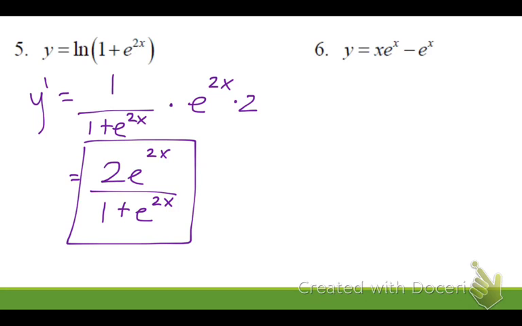So for the first one, you have to use the product rule. So y prime equals the derivative of the first, which is 1, times the second, plus the first times the derivative of the second. Well, the derivative of e to the x is just e to the x, and the derivative of x is 1, so that's not going to change. Minus the derivative of e to the x, which is e to the x. So e to the x cancels with e to the x, and you're left with x e to the x.